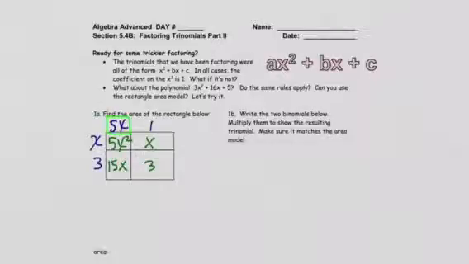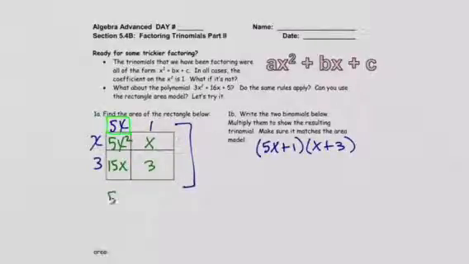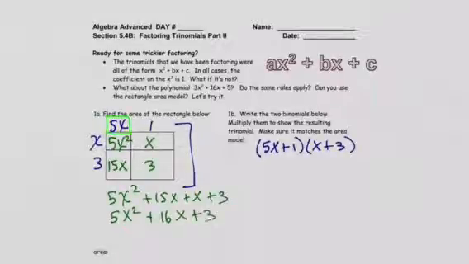You will notice the two binomials are 5x plus 1 and x plus 3. And it does match the area model if we look at the edges, the length and width of our area model. And down here we see that the area of the square would be, if I look at the pieces, 5x squared plus 15x plus x plus 3, which would be 5x squared plus 16x plus 3.